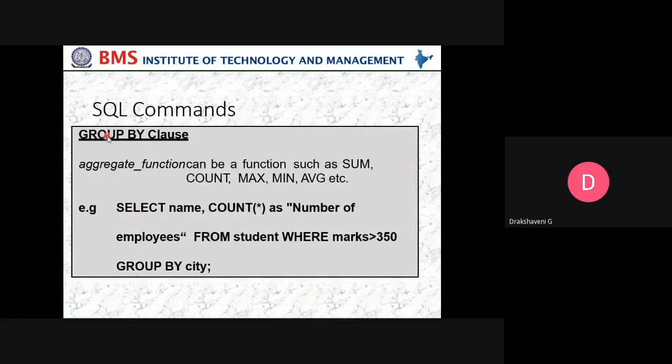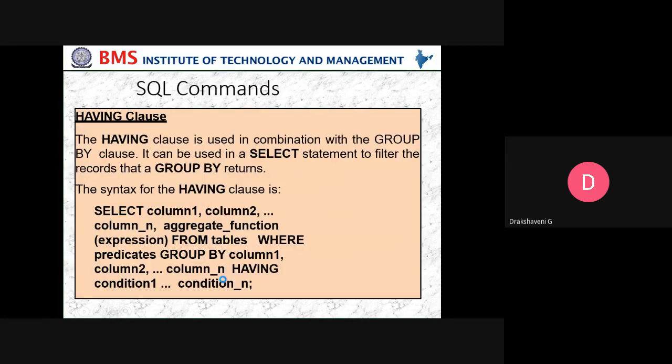Let us take an example for a GROUP BY clause. The aggregate function may be a function such as SUM, COUNT, MAX, MIN and AVG, etc. SELECT city, COUNT(*) AS number_of_employees FROM student WHERE marks > 350 GROUP BY city. So that is what is called a GROUP BY. I'll stop here. We'll continue again in the next class.